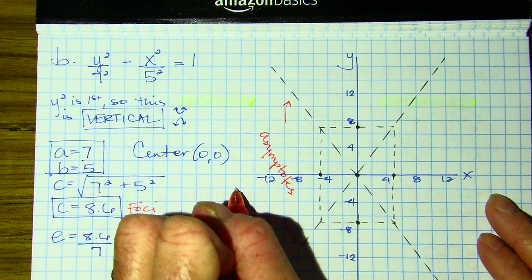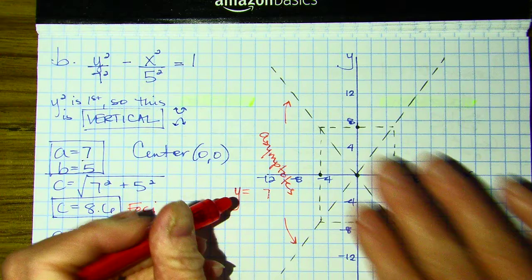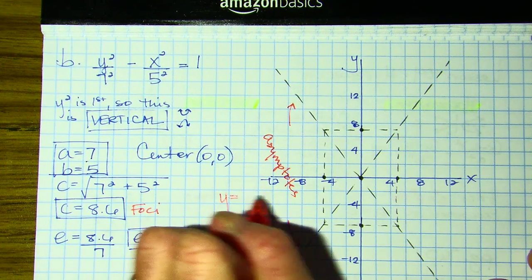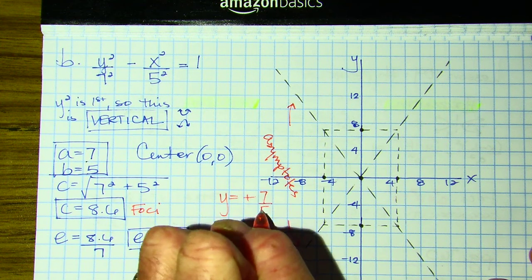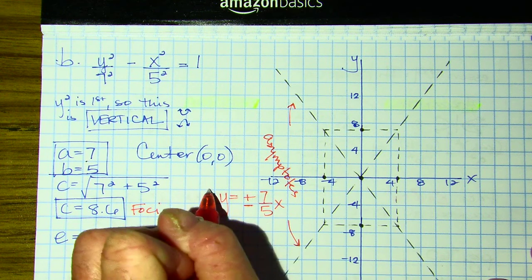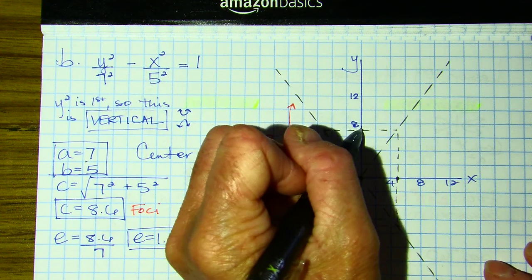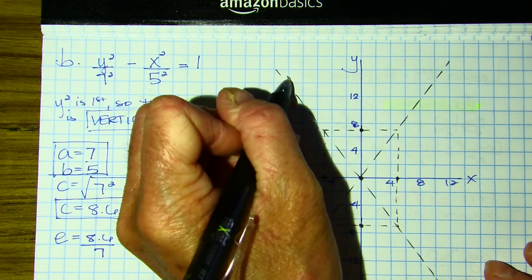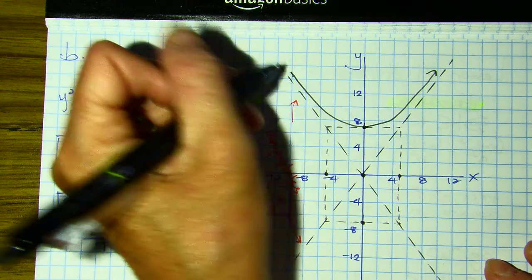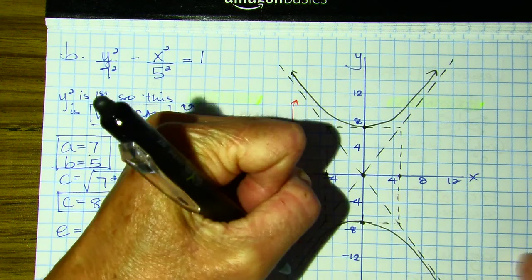And so let's figure out our slope. I went up 7 over 5. Let me move this down. So y equals, I went a positive 7 over 5x, and this asymptote here would be negative 7 over 5x. And so there are my asymptotes. Now, my hyperbola is vertical, so starting with the dot at the top, remember it should be as wide as our asymptotes. So let your asymptotes guide your curves.